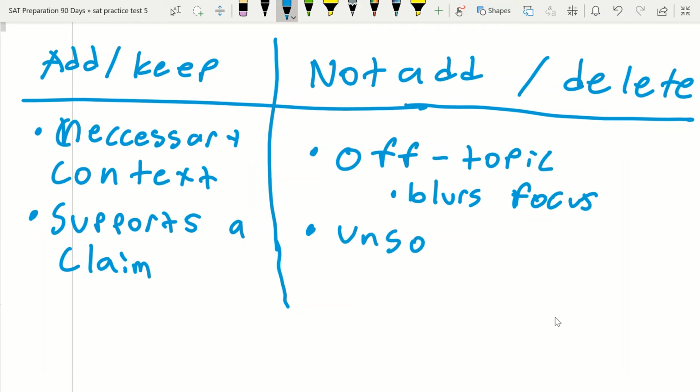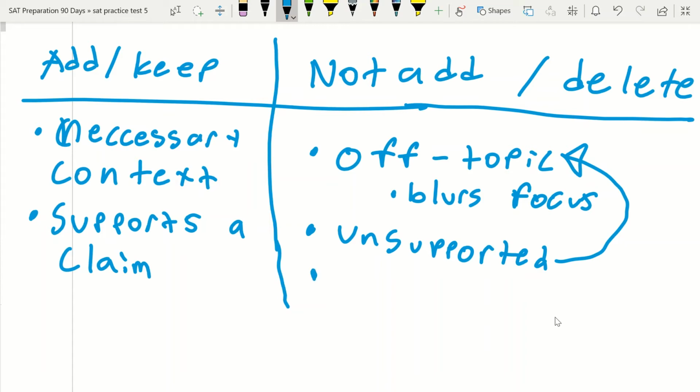Okay, if it's something that's unsupported, for example, a claim that doesn't go on to get supported, and generally if a claim is unsupported like that and you're supposed to not add it or delete it, generally it'll be off topic as well. So I'm going to put an arrow up here, because a claim that's unsupported will usually be off topic as well. So that kind of loops back there.